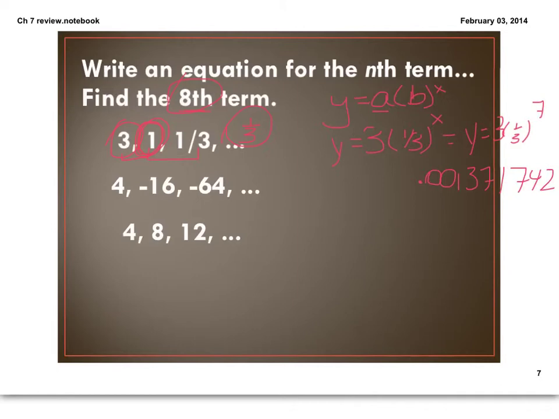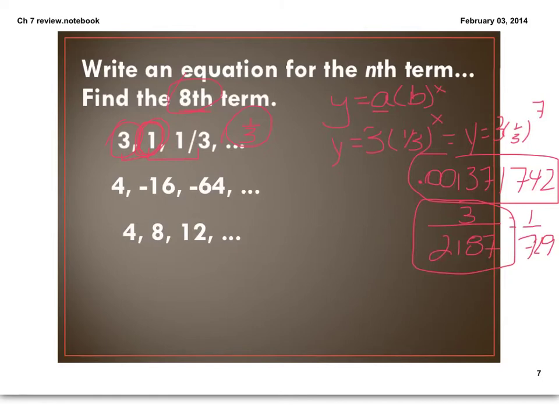0.0013717742. You could also write these as a fraction, in which case 3 to the 7th power would be equal to 2,187. So that would be in my denominator. And then 3 times 1 would be 3. So there would be my fraction, 3 over 2,187. And actually I can reduce that, divide them both by 3, and I'd get 1 over 729. So whether you want to write it as a fraction or a decimal, it really doesn't matter.